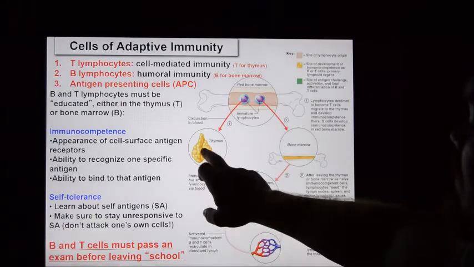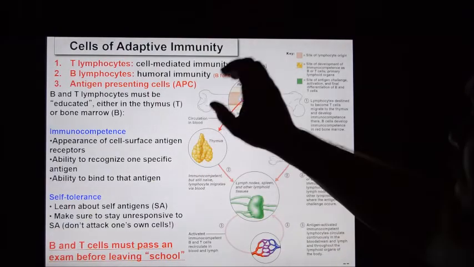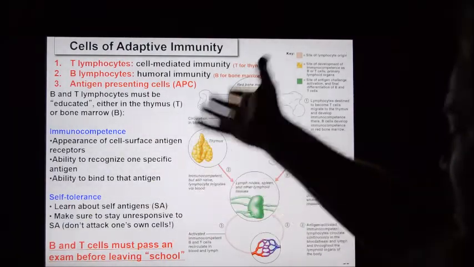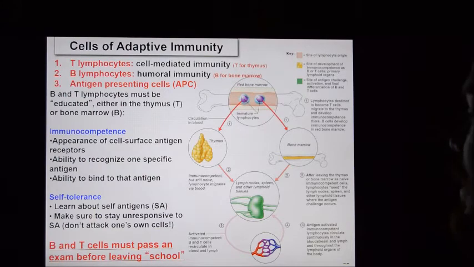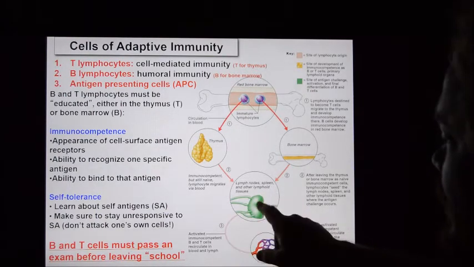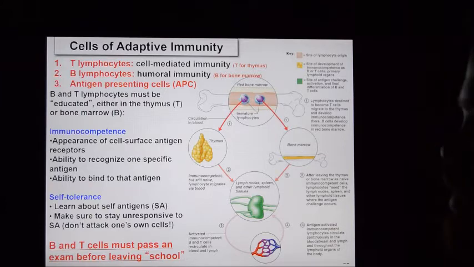So once the T cells in the thymus have developed immunocompetence and self-tolerance, they are freed and they go out to the bloodstream where they flow in and out of lymph nodes looking for potential problems.